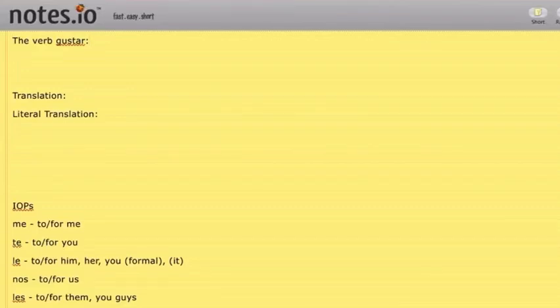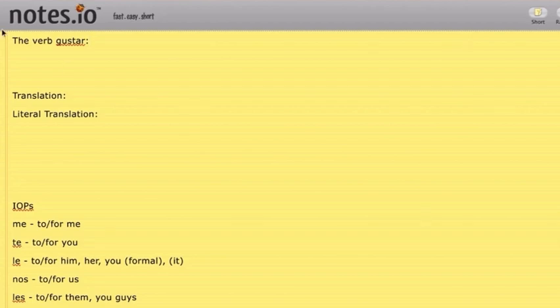In this lesson, we'll be going over the verb gustar. Now, one thing about gustar is it is an extremely commonly used verb in Spanish, and because of that, it's very important to understand how it works. However, it functions a little bit differently than it does in English. So first, let's talk about the translation of it.